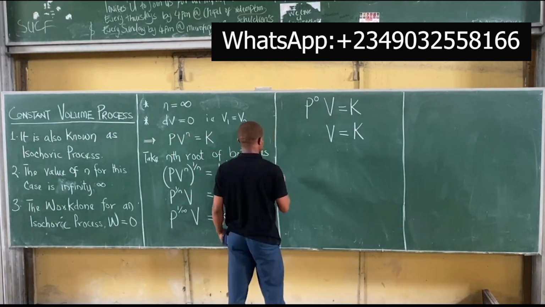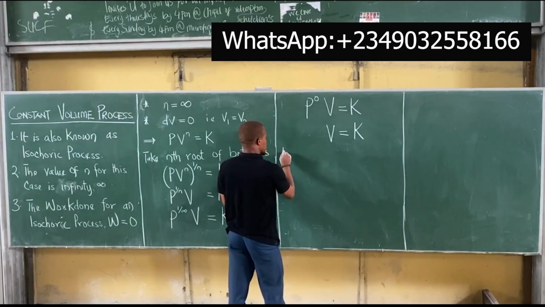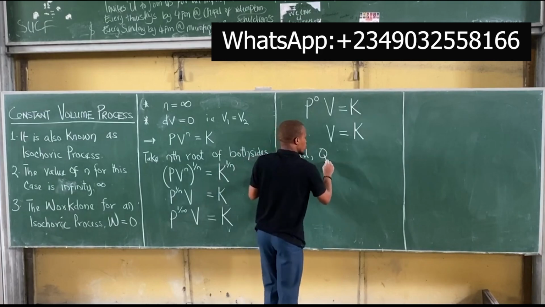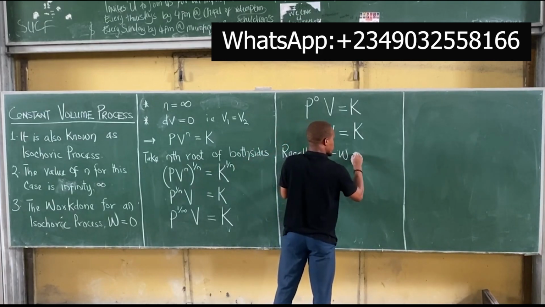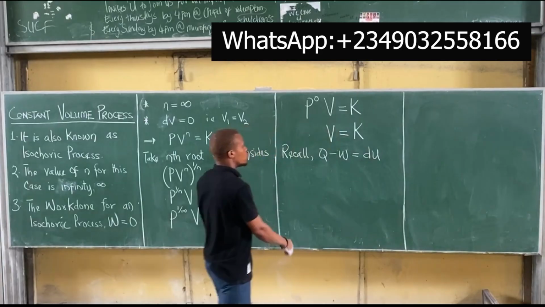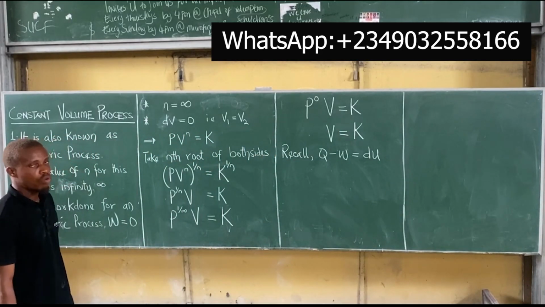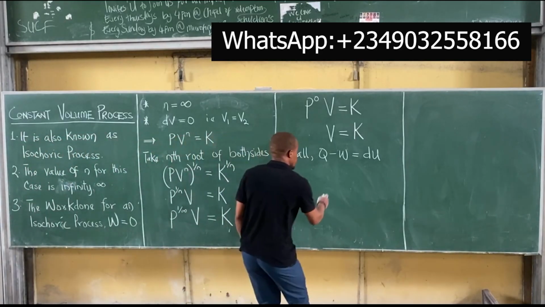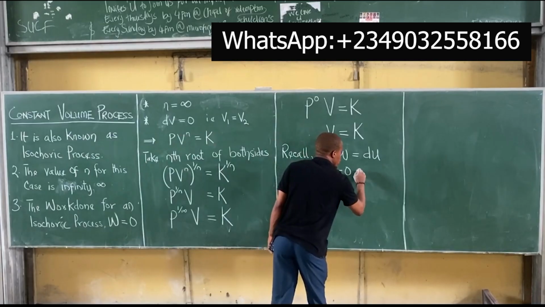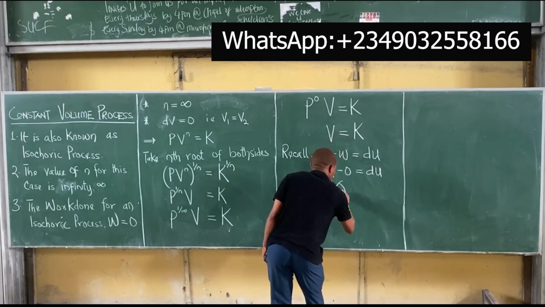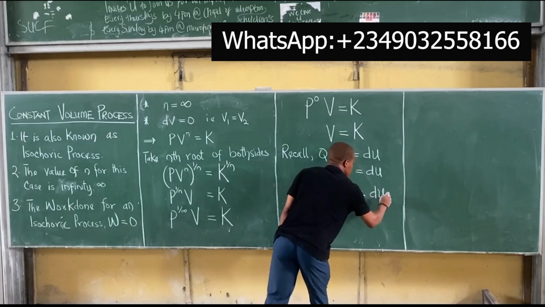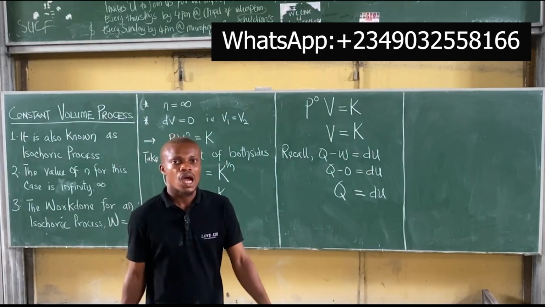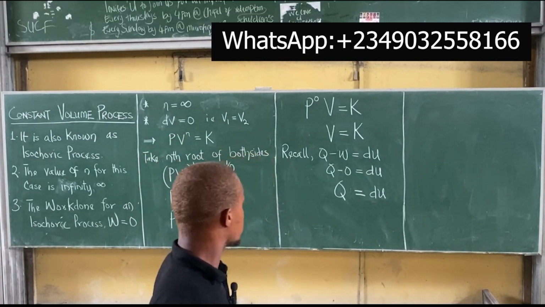Recall that Q minus W equal to dU. But from what was given, we know that our work done is equal to 0 for an isochoric process. Therefore, Q minus 0 equal dU. Then our Q equal dU. So that is it. Q equal dU for an isochoric process.